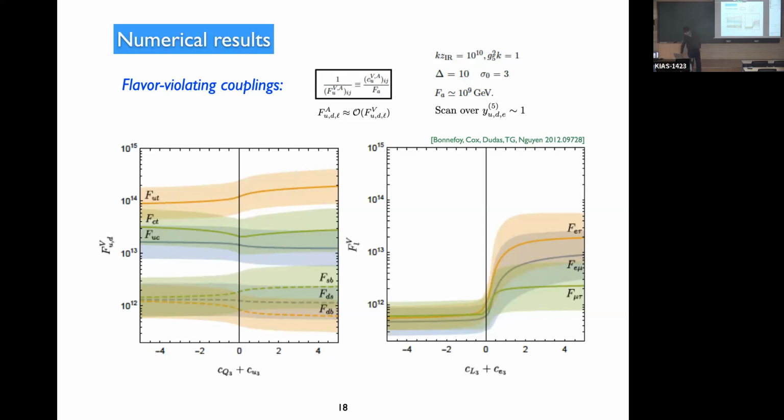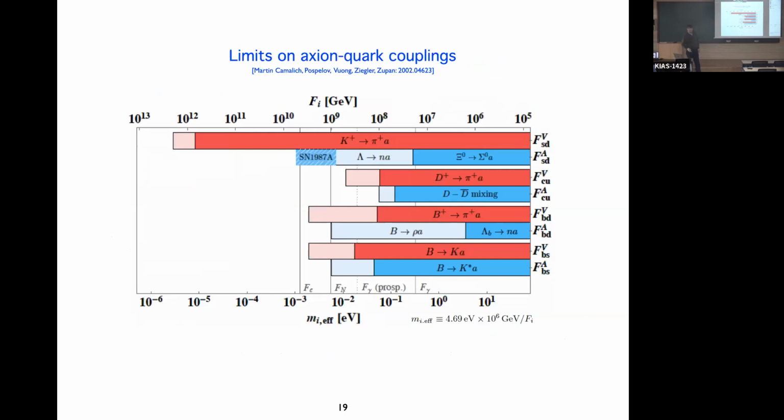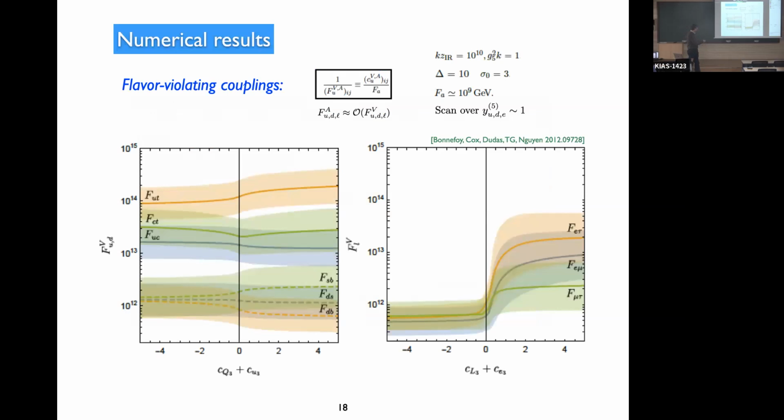Go back to K going to pi plus A. This is too large. So this is now going to put a bound on the model. The bound is on F. You have to go F bigger than 10 to the 12, for some tuning. Exactly. So here it's just a generic prediction for F. SD is this one, but this is for these parameters. But I can change these parameters just to be consistent with the bound, and I'll show you that now.